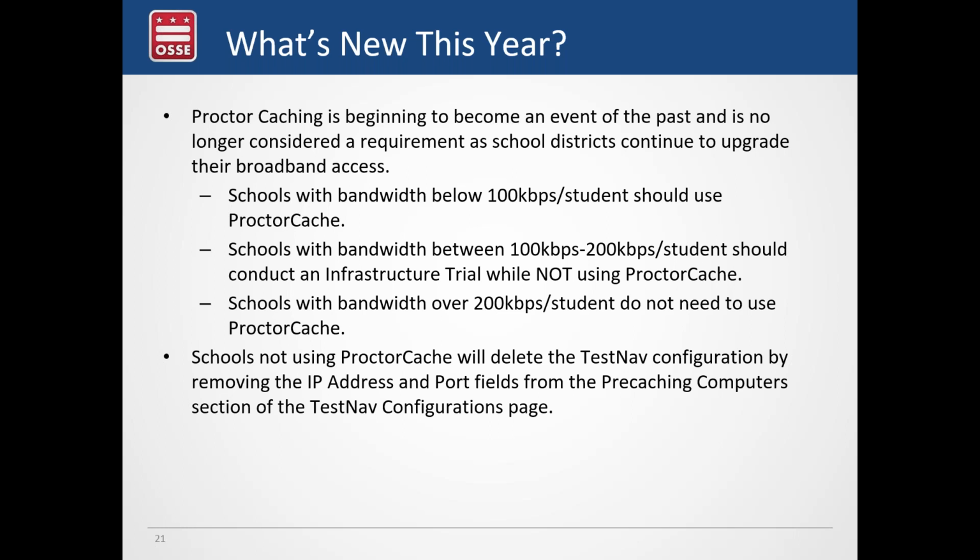Schools with a bandwidth between 100 kilobytes per second and 200 kilobytes per second per student, we're suggesting that you conduct an infrastructure trial while not using ProctorCaching. Then you'll know, come testing day, if you'll have the bandwidth to utilize the no ProctorCaching idea. And any schools with a bandwidth over 200 kilobytes per second per student, you don't need to use ProctorCaching at all.